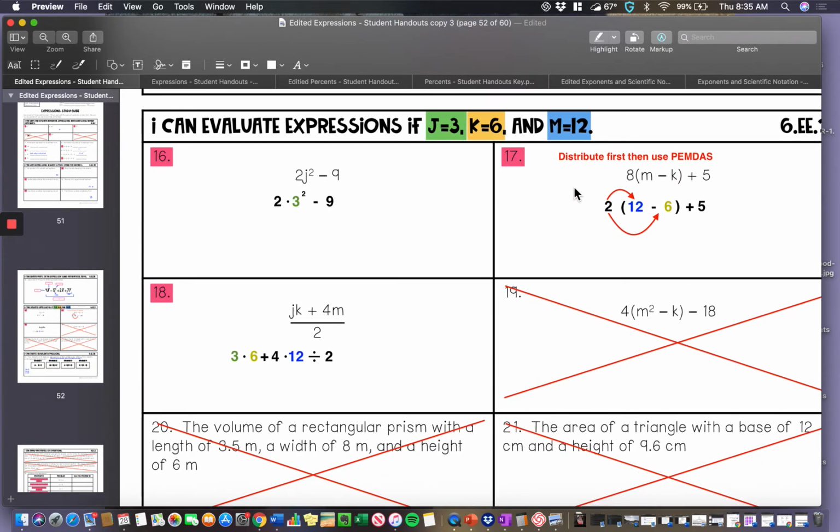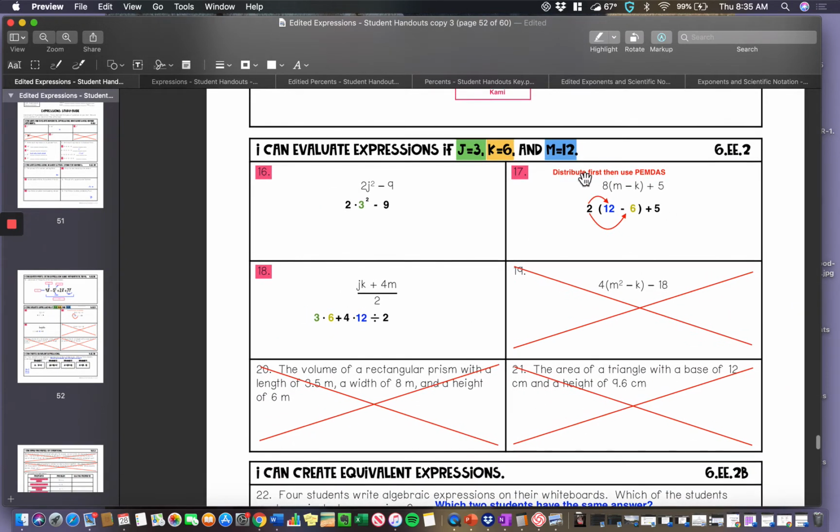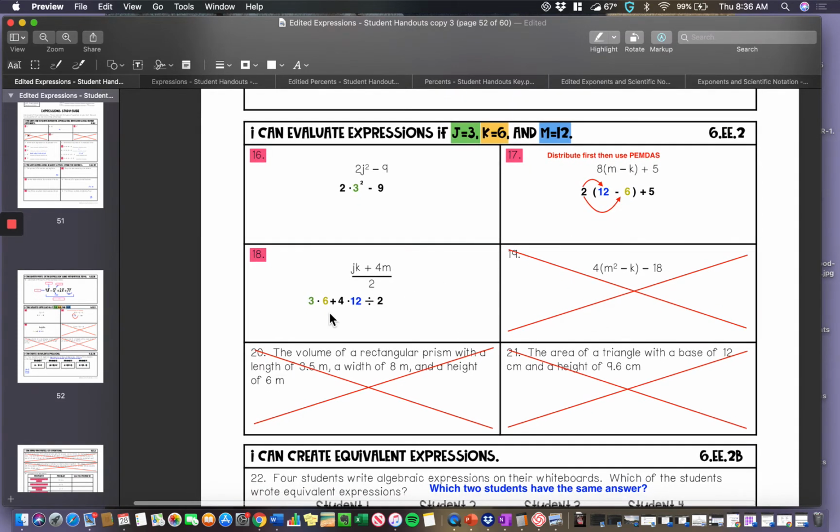Now number 17 was a little bit different for order of operations. You have to first distribute and then do your parentheses plus 5. For number 18, again, I replaced the numbers for you. So when it's written out, it looks like 3 times 6 plus 4 times 12 divided by 2.